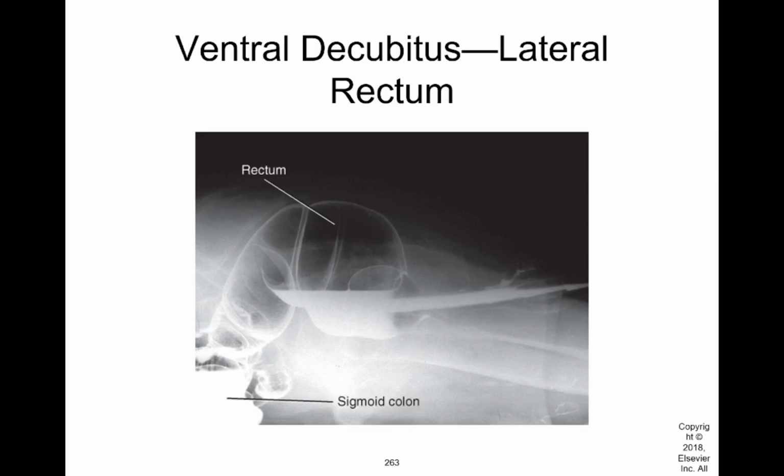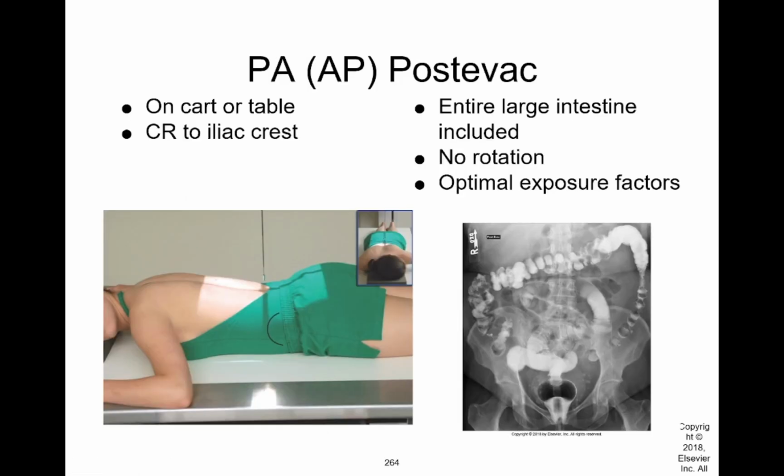So increasingly, I've seen this become more of a routine, and in a lot of cases, whenever we do a ventral decubitus, we do it with the enema tip out. So once we get all of that done, we get the patient up and we take them to the bathroom and we let them evacuate their bowels. And then we come back and we take one more image as a post-evac.